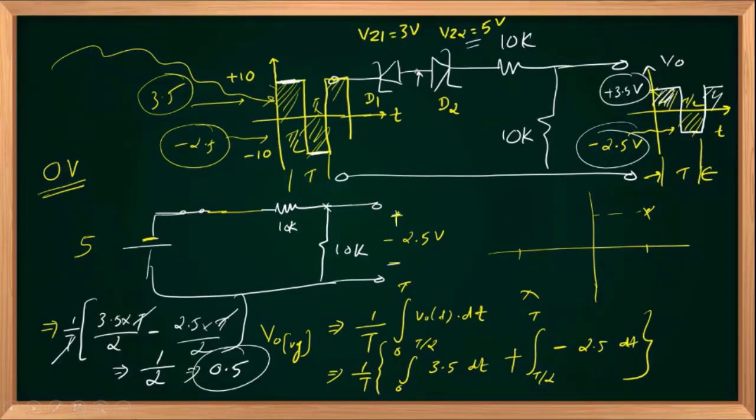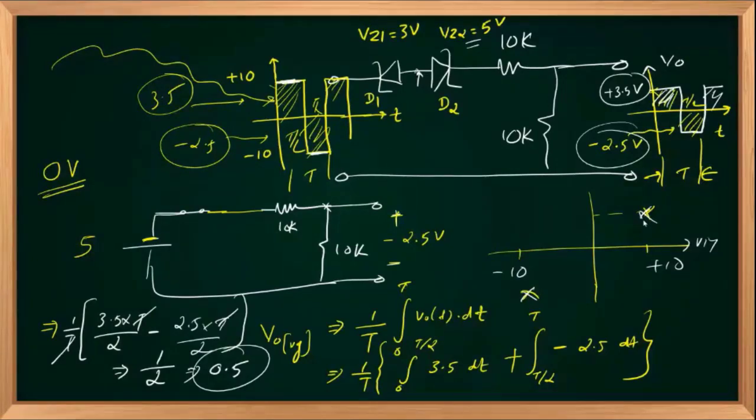And you may be asked to identify the transfer characteristics. Transfer characteristics will have only 2 points because the input has only 2 values, plus 10 or minus 10.